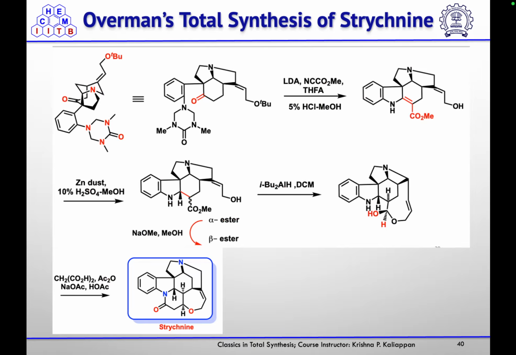Then this again can be rewritten this way. So then they wanted to introduce the ester group at the alpha position of the ketone. For that purpose, they treated it with LDA in the presence of Mander's reagent to get the corresponding ester group.